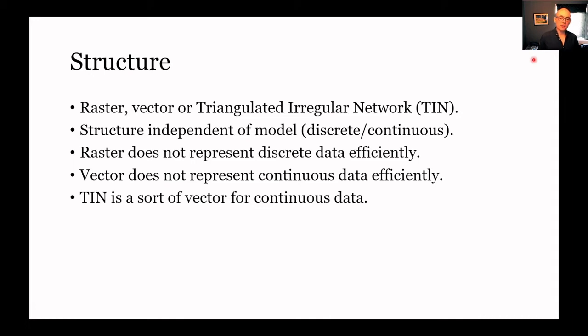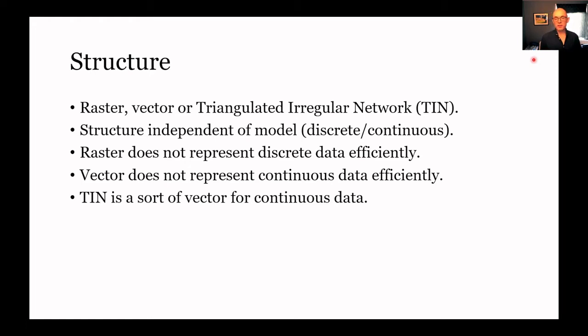It is discrete data. But actually, if we have truly discrete data, if we can conceptualize the data as being discrete, we can represent it more efficiently as a vector quite often. Whereas the vector format, we're going to look at this later on, tends not to be able to represent continuous data efficiently. The TIN is an attempt at this. The triangulated irregular network is an attempt at storing continuous data in a vector format.